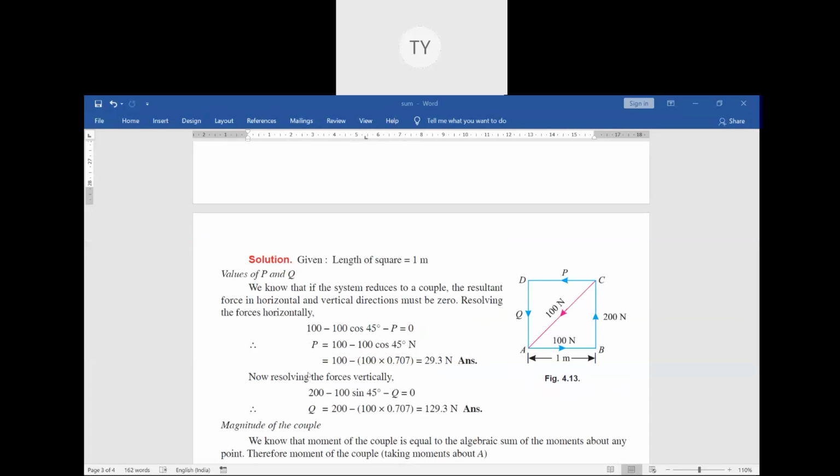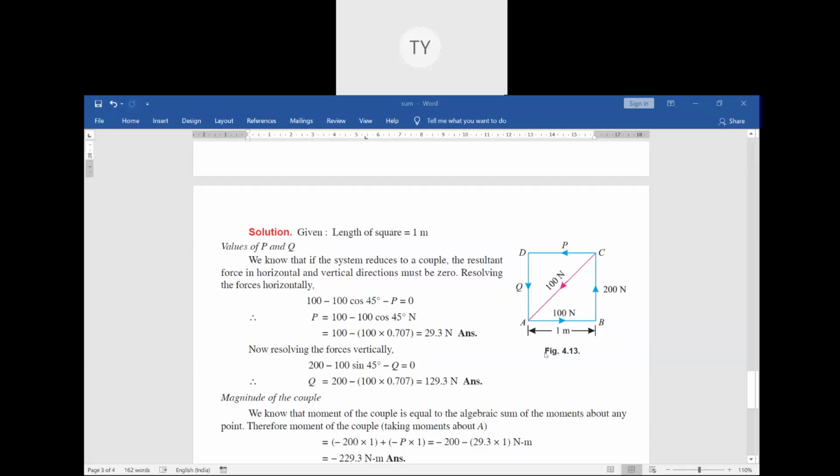Okay, so let us go to the solution now. If you can see here how it is going, this one. Now resolving the forces vertically, what happens? 200, fine. 200 is up, so we consider it as positive. Now rest is what? This one.